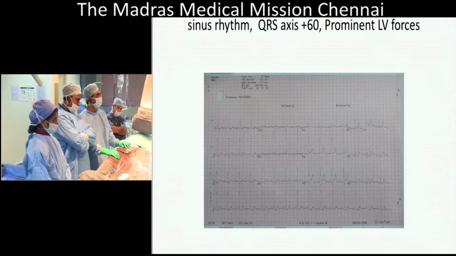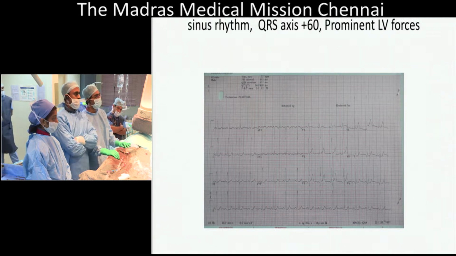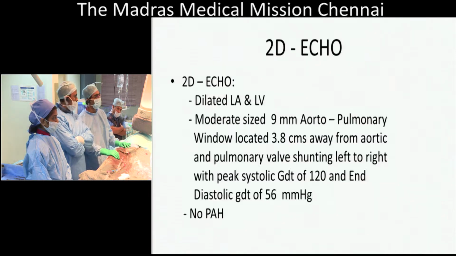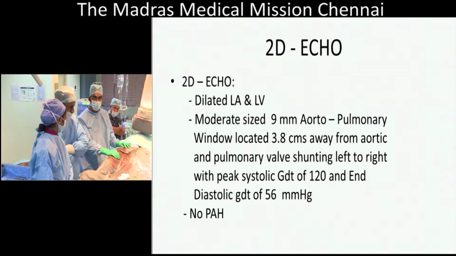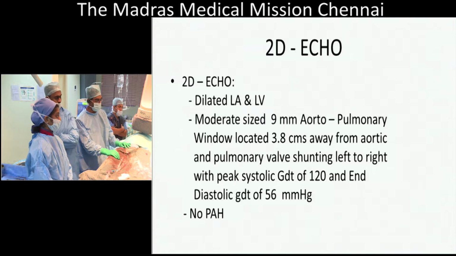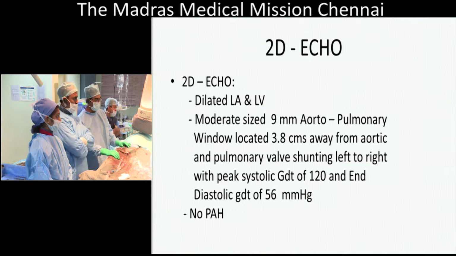On ECG, he has sinus rhythm, QRS axis of plus 60, and prominent LV forces with Q waves in V5, V6. The 2D echo showed dilated LA and LV, and a moderate size 9 mm aorta pulmonary window located 3.8 centimeters away from the aortic and pulmonary valve, shunting left to right with a peak systolic gradient of 120 and end diastolic gradient of 56. There was no pulmonary arterial hypertension.